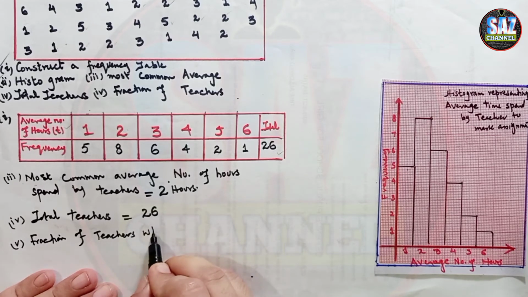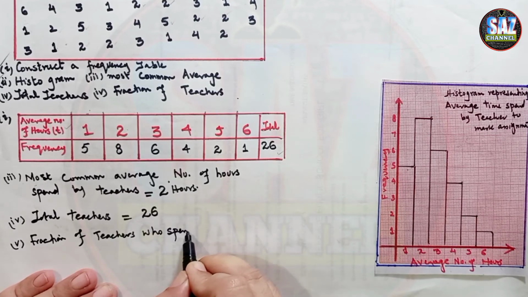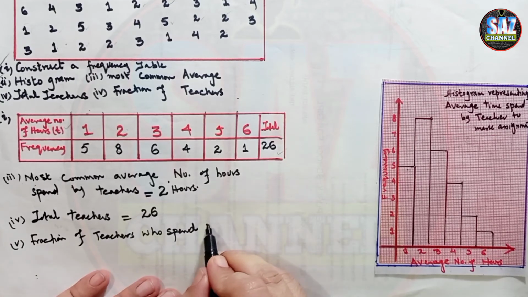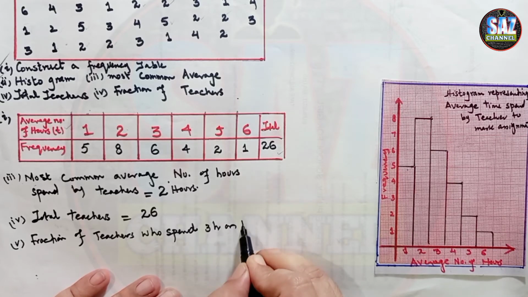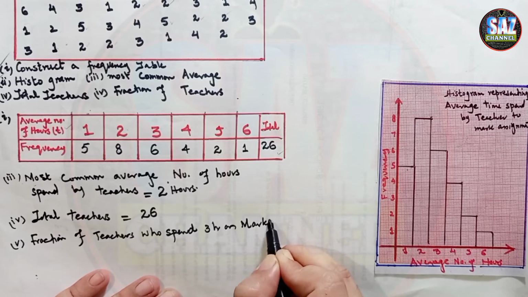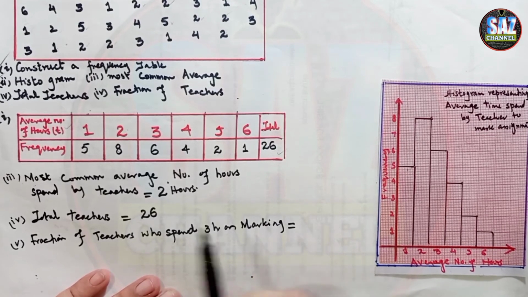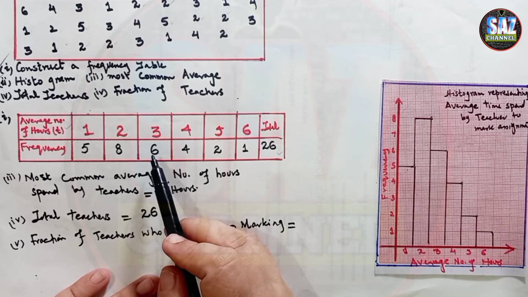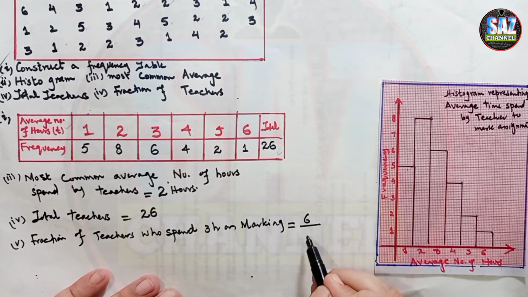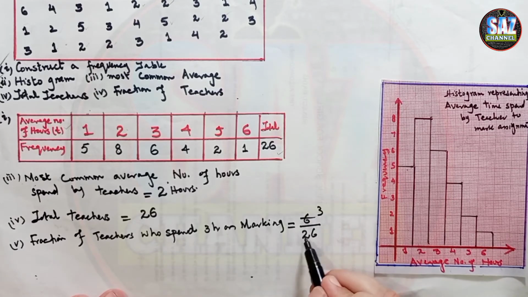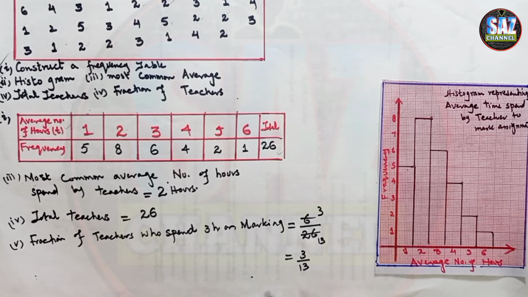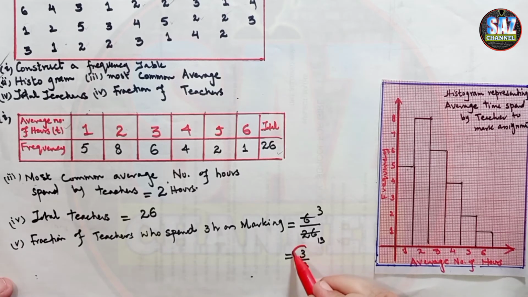who spend 3 hours marking equals how many teachers are coming for 3 hours? 6 upon the total teachers, 26, and I always have to give the answer in simplified form. Two 3s are 6 and two 13s are 26, so 3 by 13 is the fraction of the teachers who are taking 3 hours on marking their students' assignments.